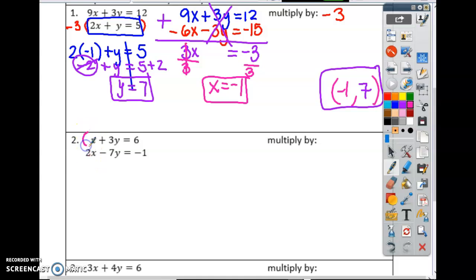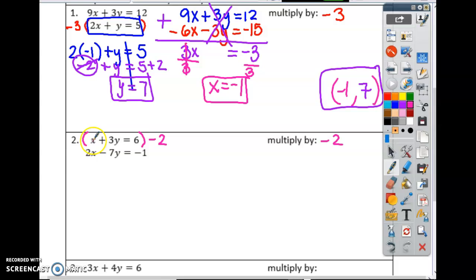So I'm going to multiply the first equation by -2. Okay? So I'm not going to do anything with this one. This one's going to stay the same. Esto se va a quedar así igual. This one, I'm going to multiply all of them by -2.